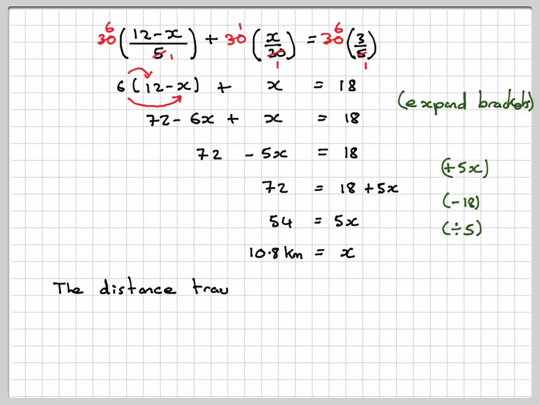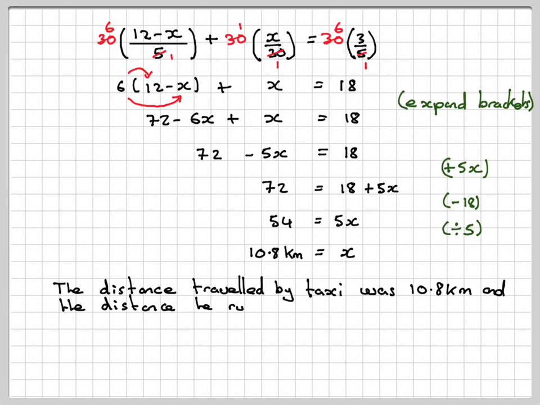So our conclusion is that the distance travelled by the taxi was 10.8 kilometers, and therefore the distance he actually ran was 12 minus 10.8, which is 1.2 kilometers. After 1.2 kilometers, he ran out of breath. Okay, so this has been a video to show you how to form a fractional equation from a word problem, and then the technique for solving it.